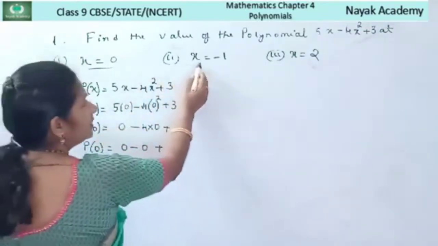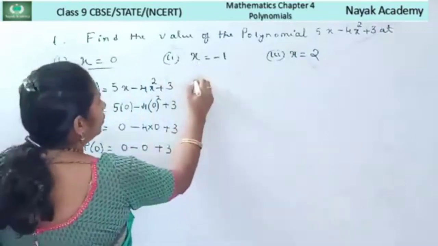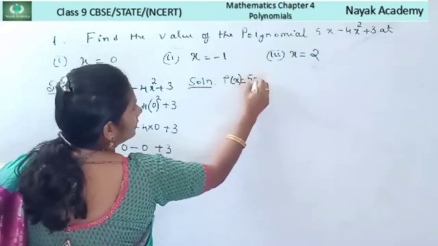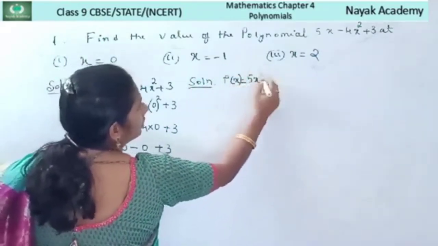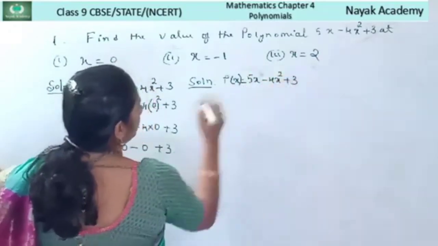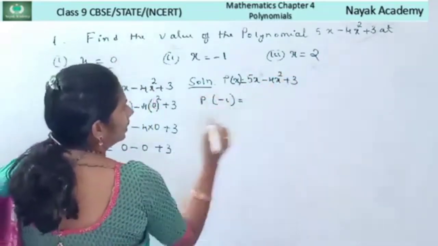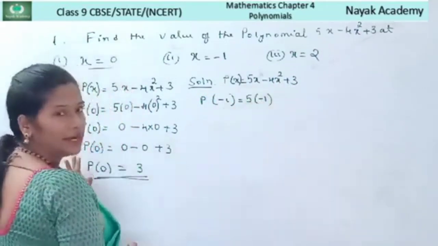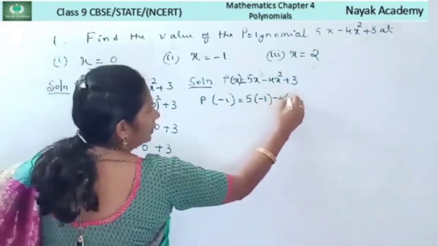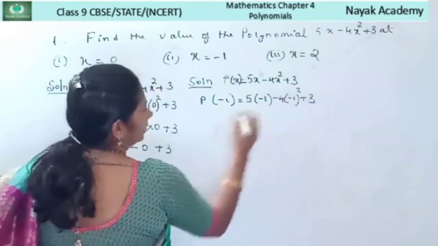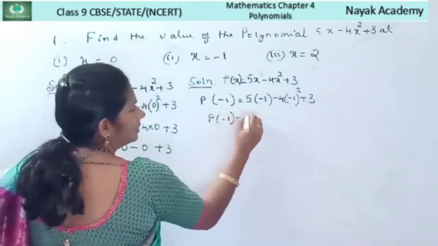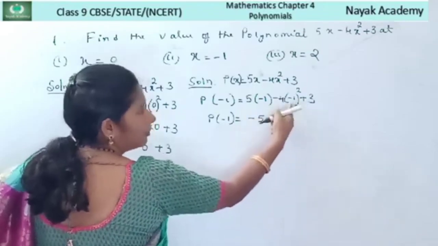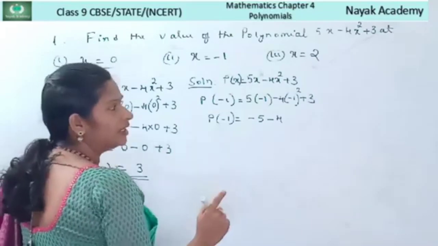Now x is equal to minus 1. So what is the polynomial, children? p of x is equal to 5x minus 4x square plus 3. Now p of minus 1 equal to 5 into minus 1. In place of x we have to substitute the value minus 1, minus 4 into minus 1 square plus 3. So p of minus 1 value is 5 into minus 1, that is minus 5, minus 4 into minus 1 whole square, that is minus 1 into minus 1.